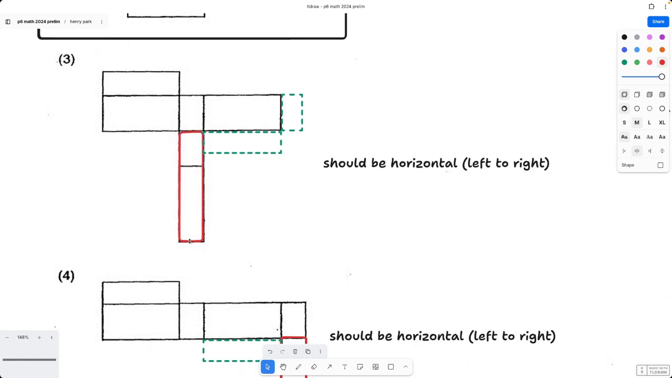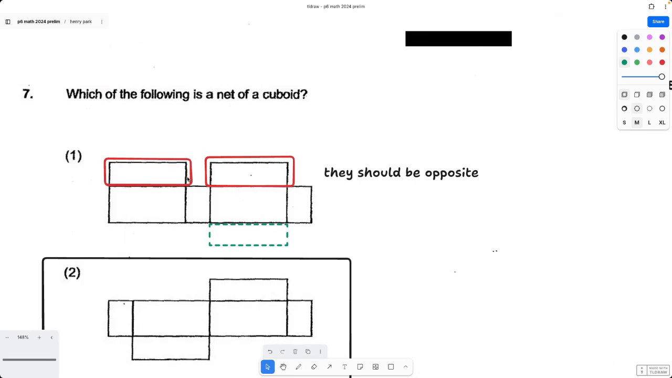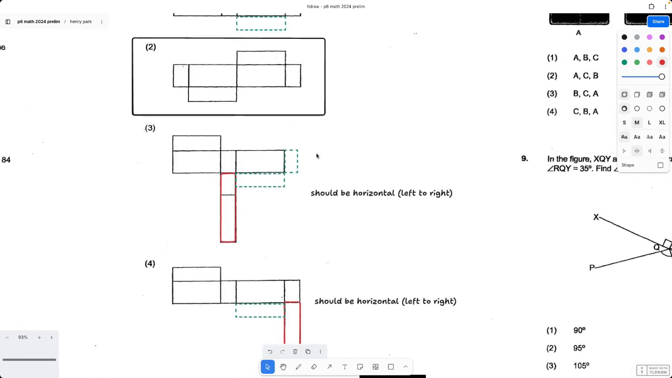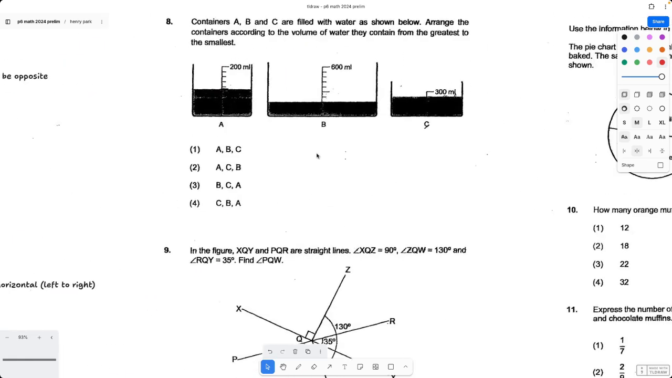This should be horizontal, and this one should be opposite. So I think this is a better way to put some notes. Hopefully this makes a lot more sense as to where it should be. All right, let's move on to the next question.